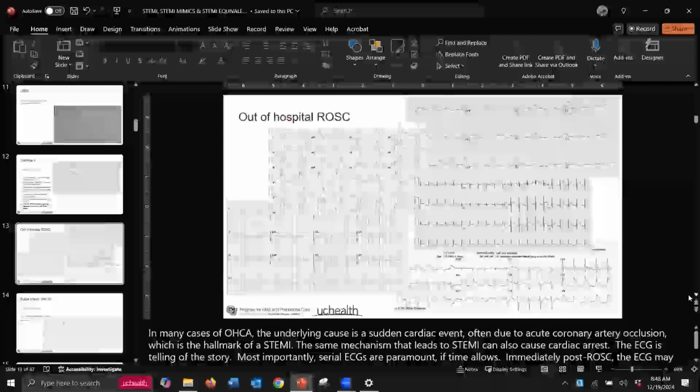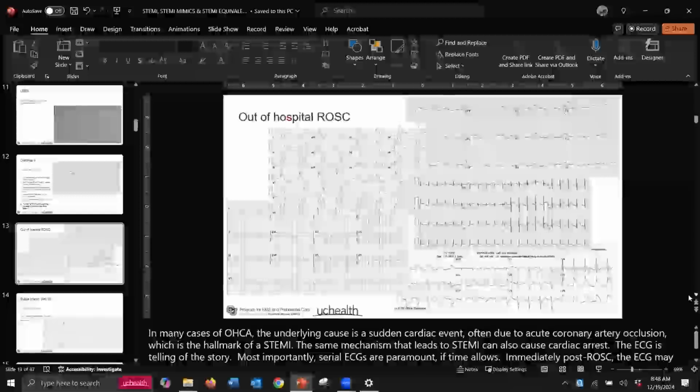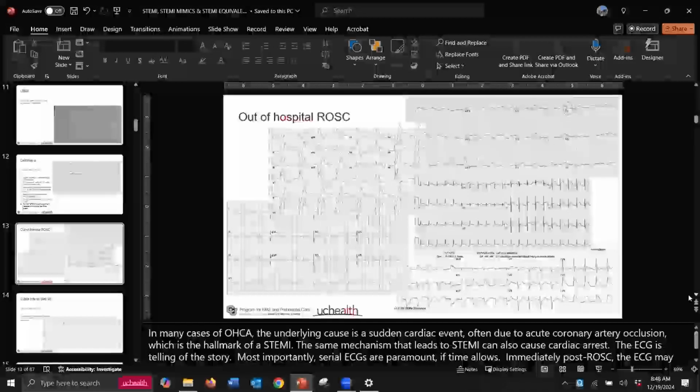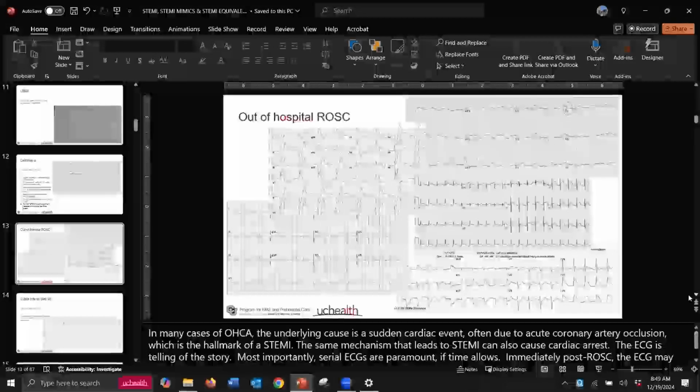And now granted, we are task saturated, depending upon your crew resources, but really think about getting that post-ROSC 12 lead. Even more importantly, once you have those electrodes on the chest and on the limbs, don't move them, right? Hit that 12 lead button 2 or 3 times, because we want to be able to measure the evolution or the improvement in cardiac conduction pathways.